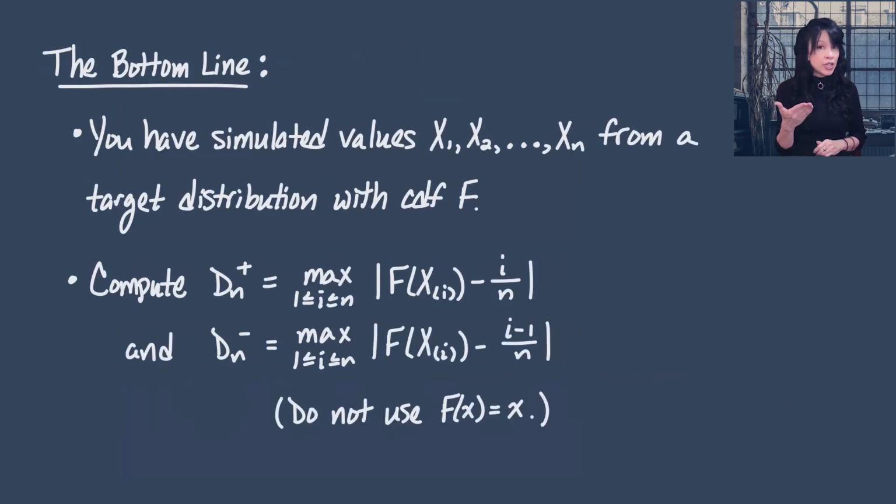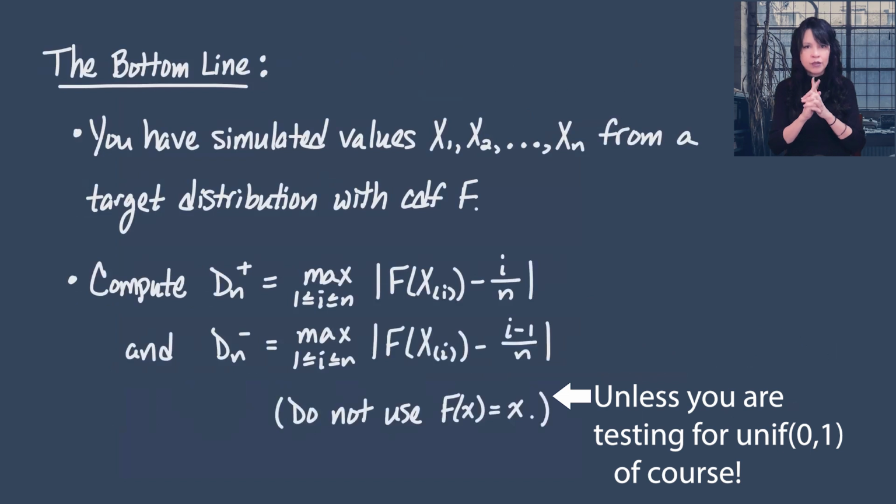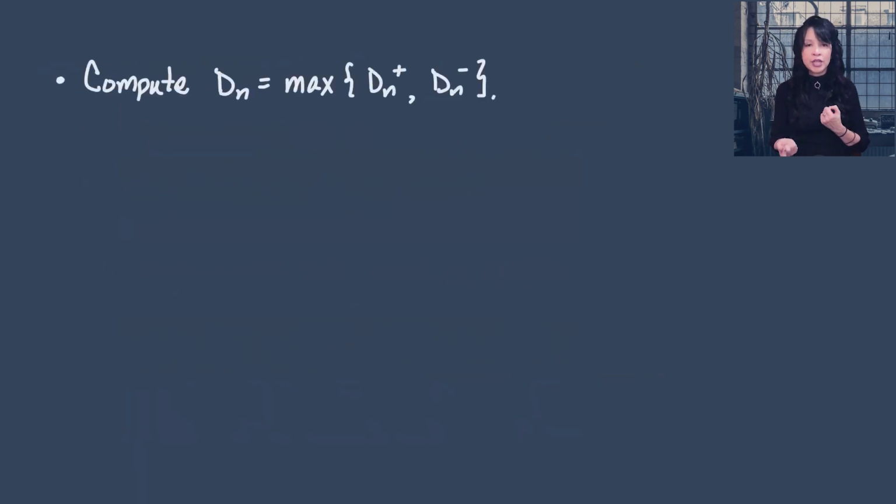You have a target distribution with a given CDF that may or may not be uniform. I switched to the uniform when doing the theory, but now that we're actually computing what we're seeing, the theory tells us what we're supposed to see, but what you're actually seeing has to use the actual CDF you're working with. So don't use F of x equals x when computing the Kolmogorov-Smirnov statistic. It was only an intermediate step to get a handle on the distribution. You then want to compute the Kolmogorov-Smirnov statistic by maxing over your Dn plus and your Dn minus.